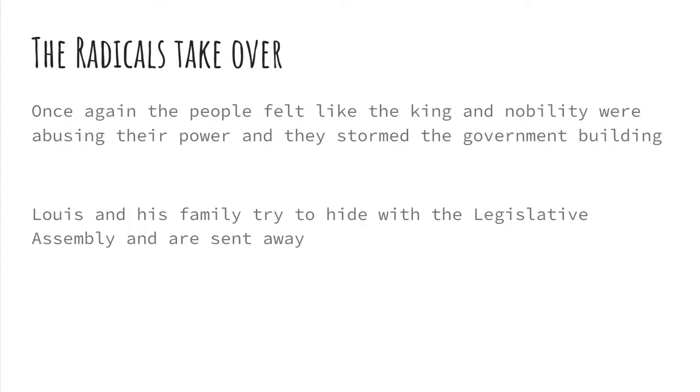The radicals take over. Once again, people felt like the king and nobility were abusing their power, so they were not doing what they were supposed to be doing, and so they stormed the government building. Stormed just means that they came in and attacked it. Louis and his family are trying to hide with the Legislative Assembly, but they're sent away. So the king and his family try to hide with these people who help him make decisions, and they tell him, no, we don't want any part of that. You can go away, hide by yourself. So they don't offer him any help.